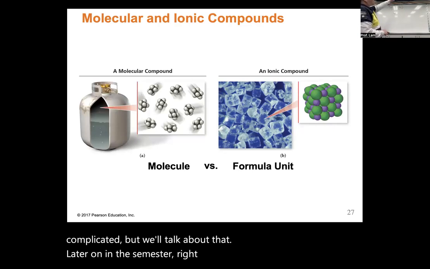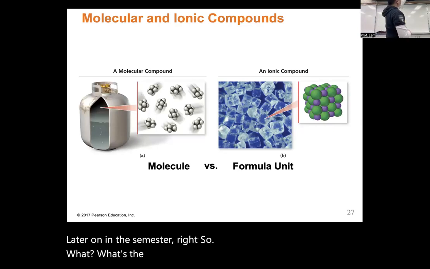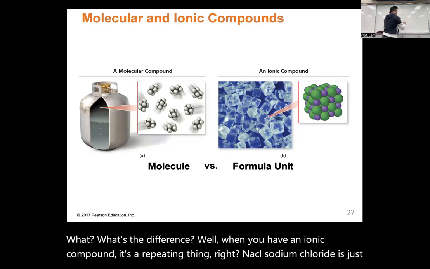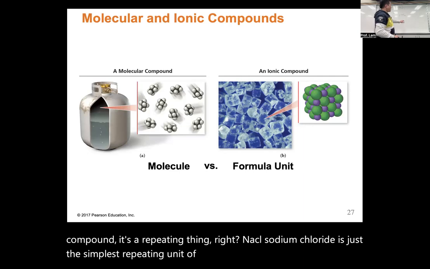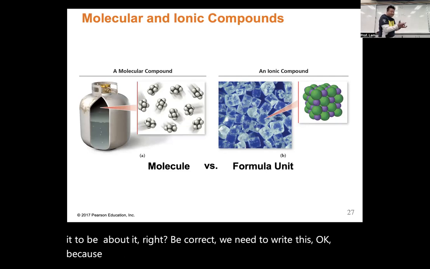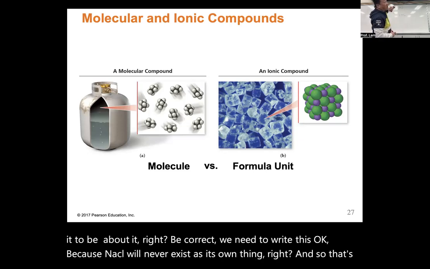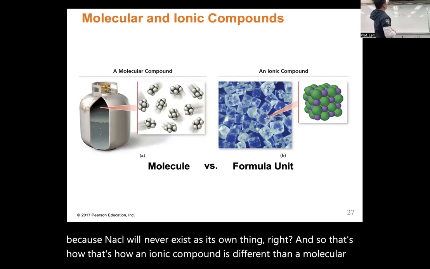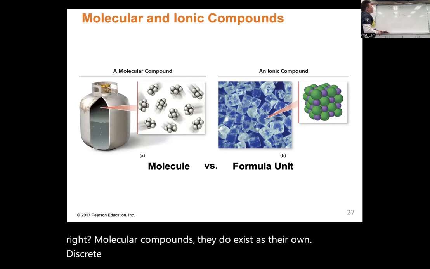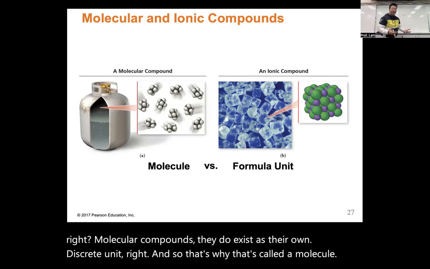So what's the difference? When you have an ionic compound, it's a repeating thing. NaCl, sodium chloride, is just the simplest repeating unit of that crystal lattice. So if we want to be precise and correct, we need to write this, because NaCl will never exist as its own thing. And so that's how an ionic compound is different than molecular. Molecular compounds do exist as their own discrete unit. And so that's called a molecule, and that's called a formula unit.